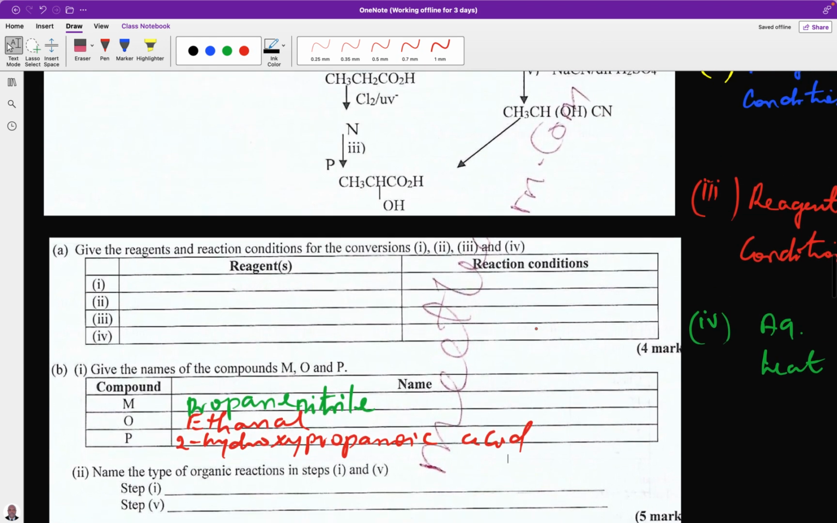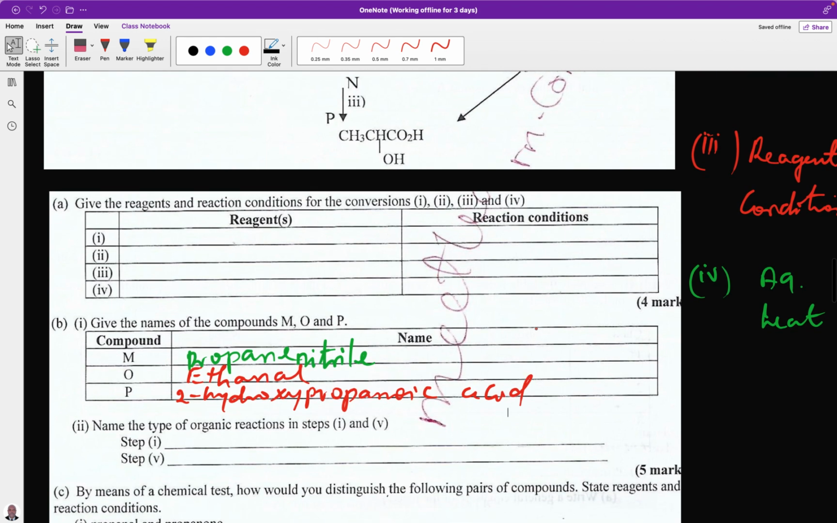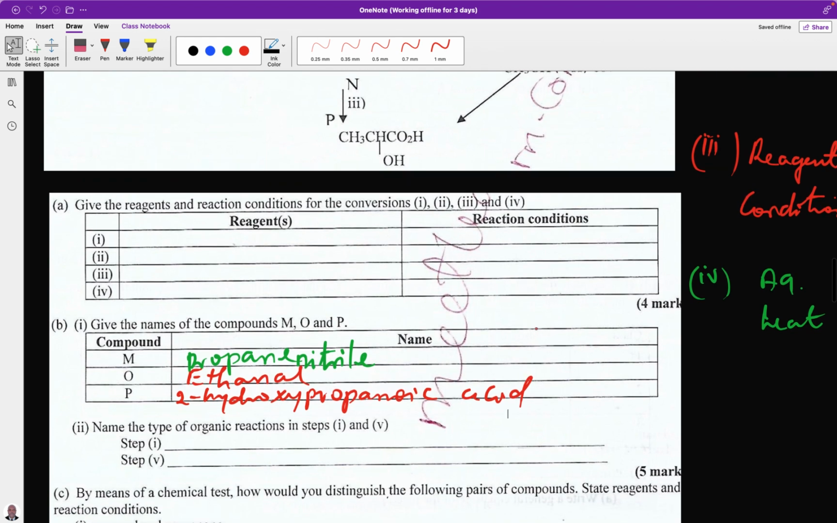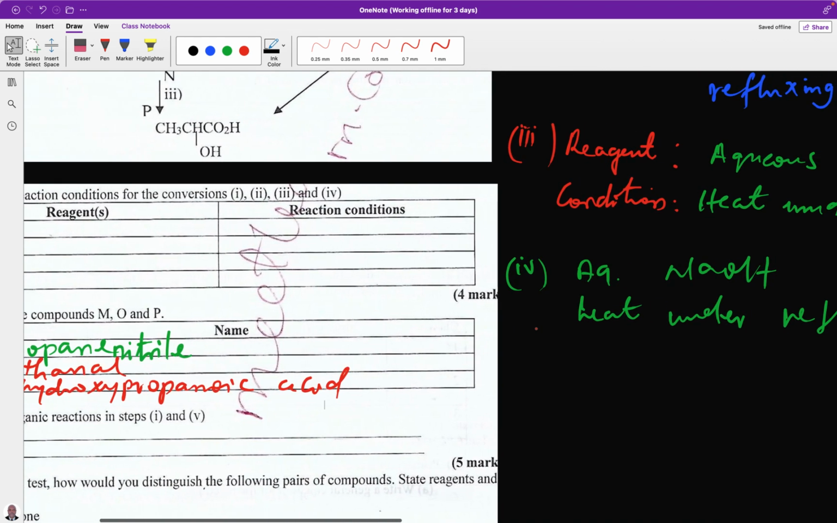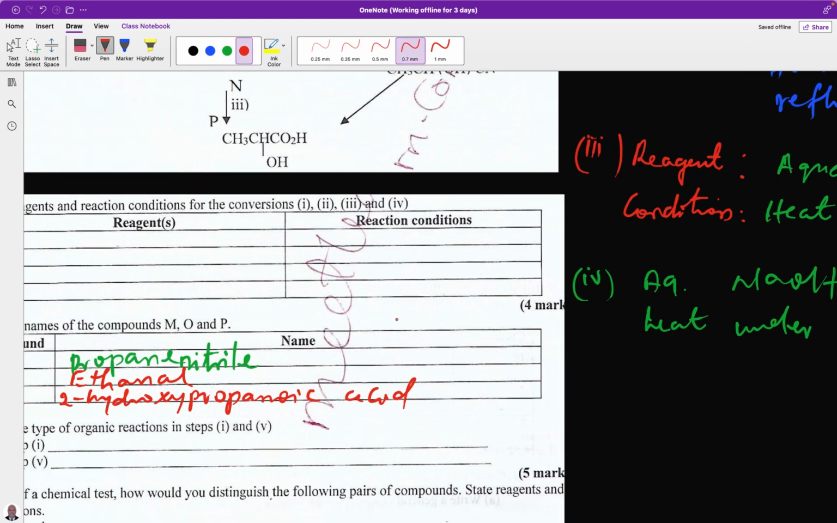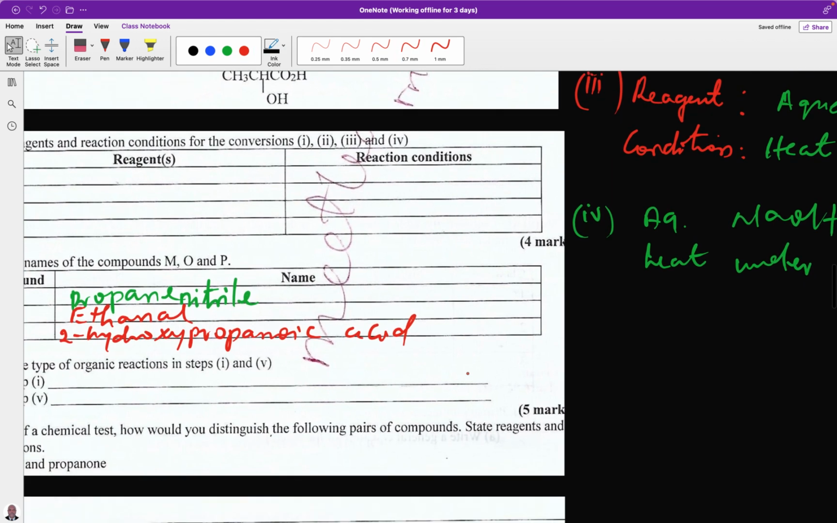It is hydrolyzed to the corresponding acid. We call it 2-hydroxypropanoic acid. I showed a diagram here that this acid has 4 different groups attached, resulting in a chiral carbon atom.